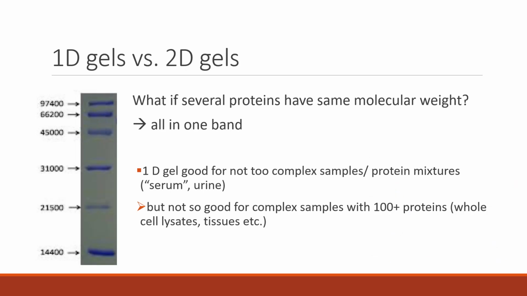So if you recall earlier, I talked about how we could combine two separation techniques to make a powerful analytical method. So in this slide, I'm talking about what if we had several proteins that have the same molecular weight? Well, if we were doing just a native or an isoelectric focusing run, those with the same molecular weight would show up in the same band. So how can we separate those proteins even further?